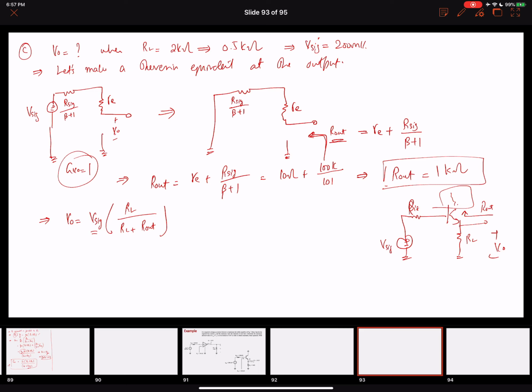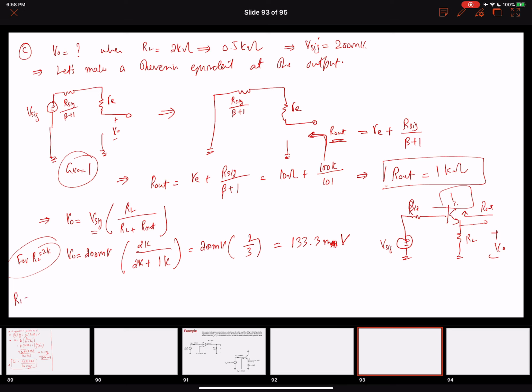So our V naught would be equal to 200 millivolts multiplied by the load resistance 2 kilo ohms divided by 2 kilo ohms plus R out, which is 1 kilo ohm. So it would be 200 millivolts times 2 divided by 3. So the answer will come out to be 133.3 millivolts. All right. So similarly, this is for RL 2K.